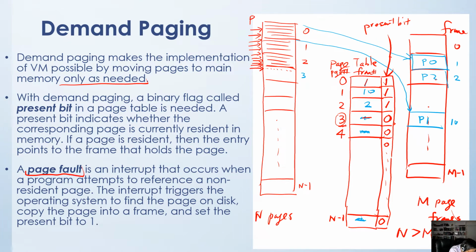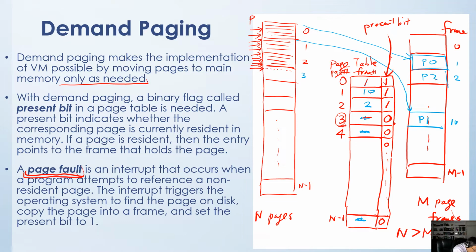Okay. Now a page fault is, so basically, the operating system is going to say, no, this page is not loaded yet. Okay, but the operating system is not going to actually interpret this as a system error. It's not going to stop the execution. The operating system is going to trigger an interrupt. Okay, that interrupt is called page fault.